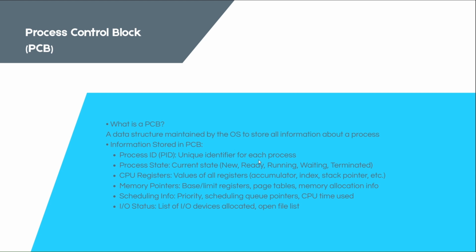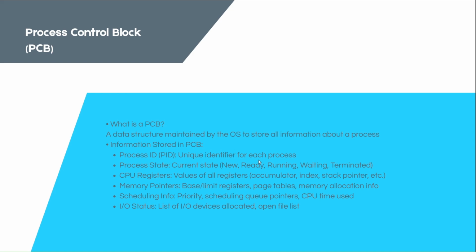Why is the PCB so important? Because during context switching, the operating system saves the current process information into its PCB before switching to another process. Without the PCB, the operating system would not know where the process stopped or how to resume it later. In simple words, the PCB acts like a memory of the operating system. It remembers everything about every process so that execution can continue smoothly after a context switch. Now that we know what a PCB is, let's understand its role during context switching.